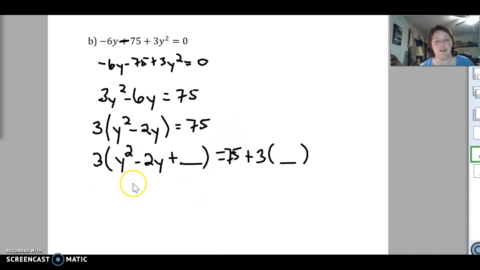Okay. So now we're ready to complete our square. We're going to take half of 2, which is 1, and square it. So we're going to put 1 squared here. What we put over here on the other side is going to be the actual number so that we can combine all of our constants.